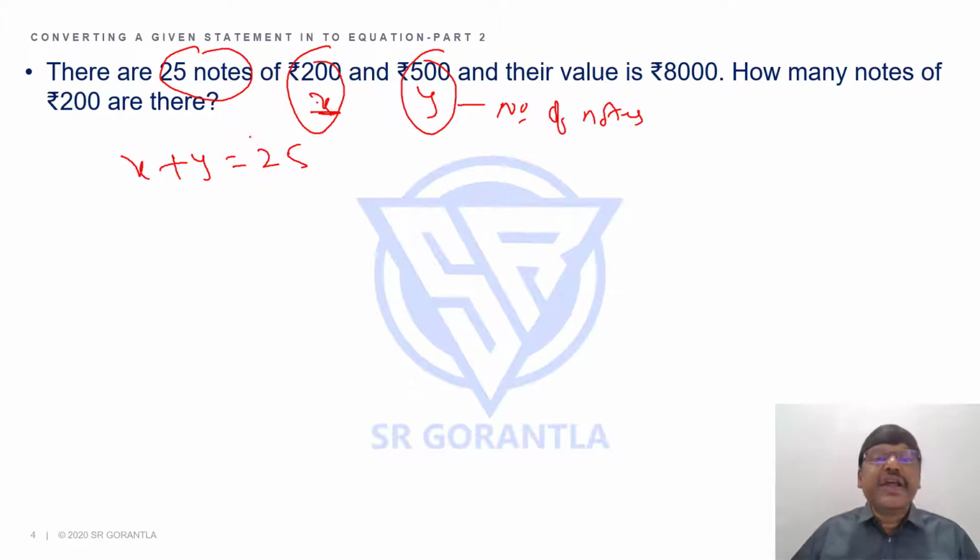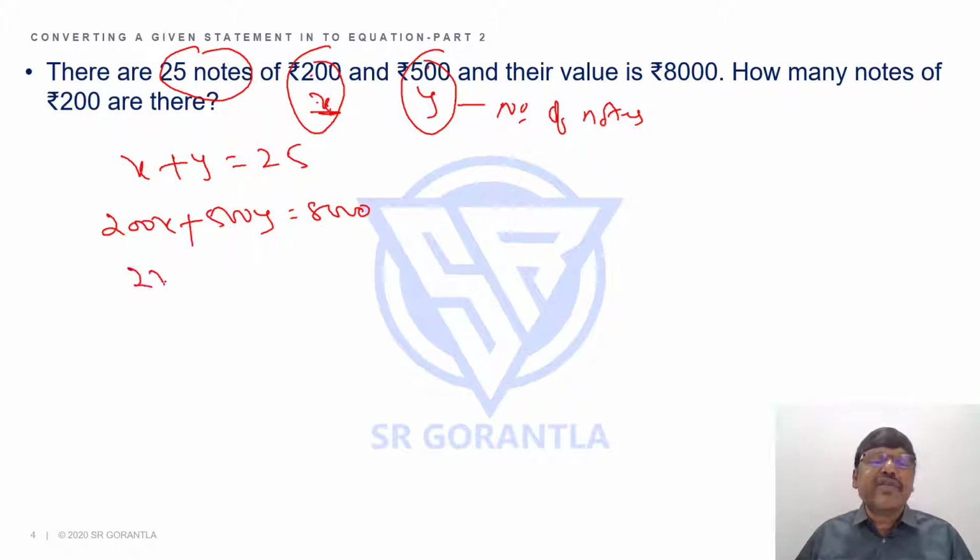Okay. But X notes of 200 means what is the value? One note is 200, students. If I have 2 notes, 200 into 2, 400. If I have 3 notes, 200 into 3, 600. If I have X notes, 200 into X, 200X is their value. If I have Y notes, 500 into Y, 500Y is the value. But total equals to, students, what is the value? 8,000. You can cancel 100 both sides. I can have 2X plus 5Y. If I take 100 both sides it is 80.